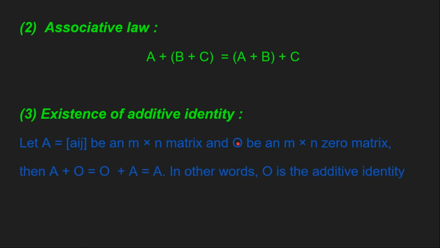So A plus O. Suppose you have a matrix A, and you are adding the zero matrix to it, or suppose you are adding zero first and after that you are adding A. So you will always get matrix A, because you are adding zero. If you are adding zero to any real number, you get that same number back. So suppose you are adding A and the zero matrix, you get matrix A in the end of the day. In other words, you can say that O, the zero matrix, is the additive identity for matrix addition. And now move on to the next property, guys.